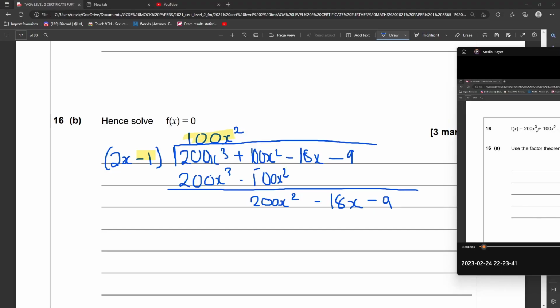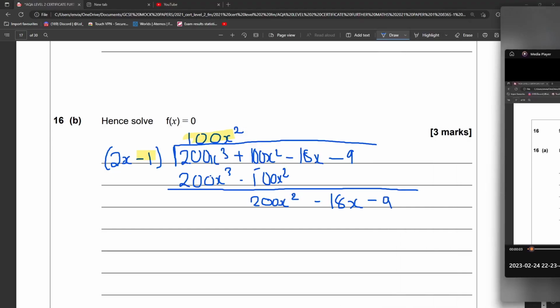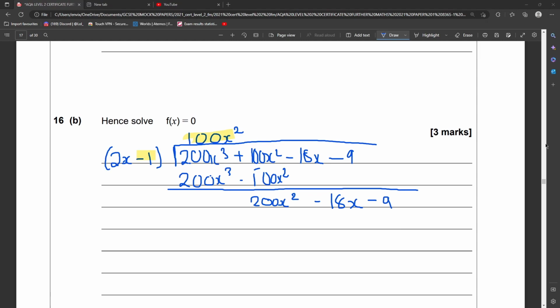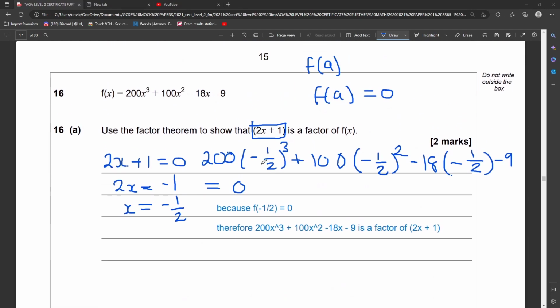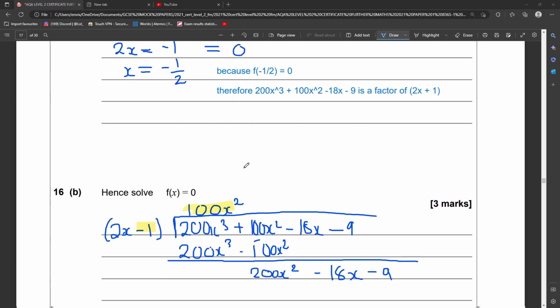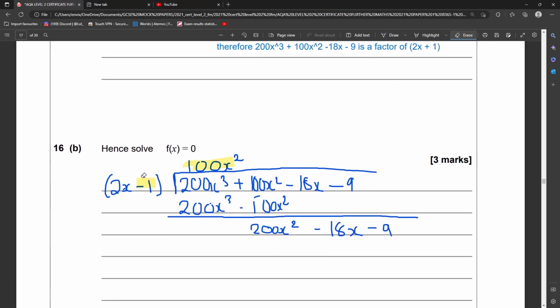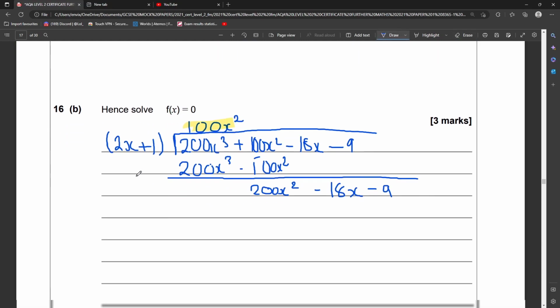Okay, had to pause the video because I just realized that I wrote the wrong factor down, which is 2x minus 1, which is incorrect because the question says 2x plus 1. That's my bad. I apologize for that. Hopefully you guys don't do that in the exam. It's just good to reread over your working out because you can spot your mistakes. And yeah, so I accidentally wrote 2x minus 1 and I meant 2x plus 1.